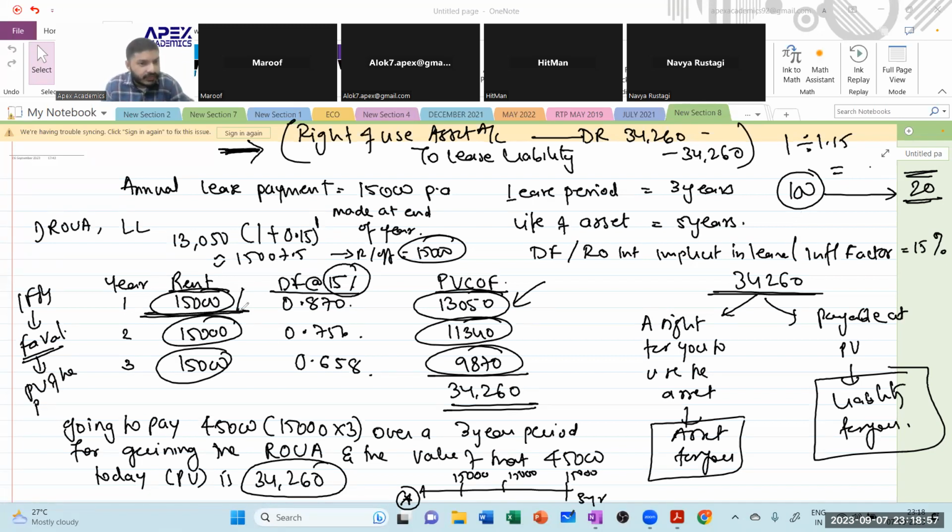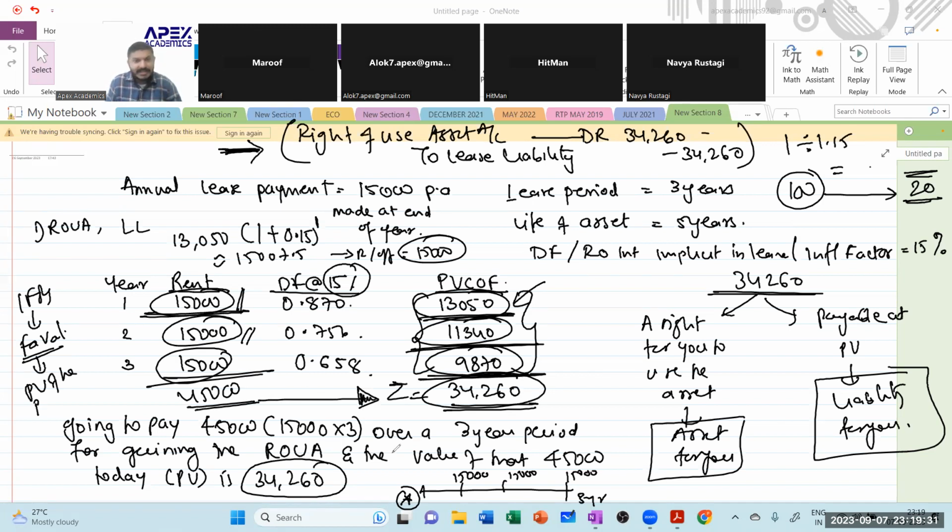So, what is the value of 15,000 that you are going to pay after 1 year? Today, it is 13,050. What is the value of 15,000 that you are going to pay after 2 years? Today, it is 11,340. What is the value of 15,000 that you are going to pay after 3 years? Today, it is 9870. So, what is the present value of the cash flows? These are the present values. The summation is equal to 34,260. So $45,000 or rupees paid in all has a present value of 34,260 today. And IFRS says do it at its fair value, which is the present value. That is why the entry will be recorded at 34,260.